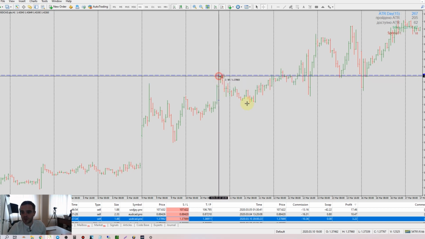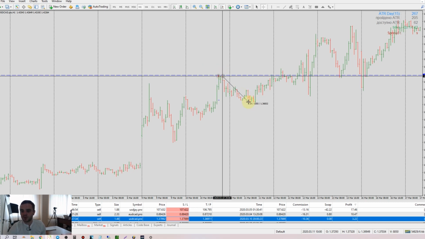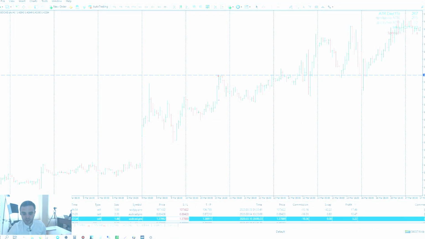And after false breakout, I opened sell entry. And take a look, yes, price dropped down 100 pips. You don't need a lot of pips to make good money, because here stop loss was only 15 pips. Price gave to us 127.